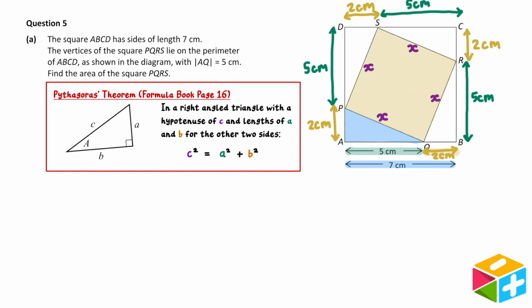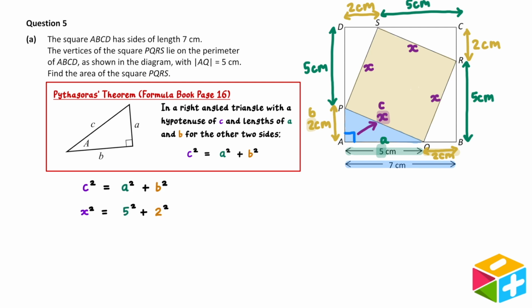Let's zoom in to the bottom left corner and focus on the triangle APQ. Since we're told ABCD is a square, the angle at A is a 90-degree right angle. The hypotenuse is defined to be the side opposite the right angle. So here, the hypotenuse is x. The other two sides are 5 centimeters and 2 centimeters. We can apply Pythagoras' theorem with C equal to x, A equal to 5, and B equal to 2.